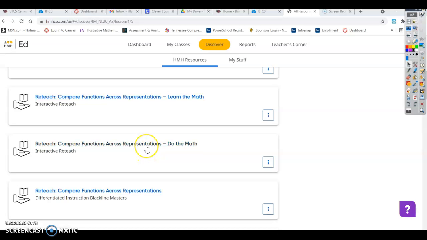Hey guys, we are still looking at section 1.5. If you want to pause the video and go to your textbook and find the Do the Math, we're going to do this together.